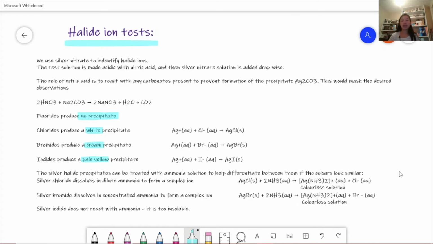The silver halide precipitates can then be treated with ammonia solution to help differentiate between them if the colours look really similar. So silver chloride dissolves in dilute ammonia to form a complex ion, and this gives a colourless solution. And silver bromide dissolves in concentrated ammonia to form a complex ion, which is a colourless solution. However, silver iodide does not react with dilute or concentrated ammonia because it is too insoluble.